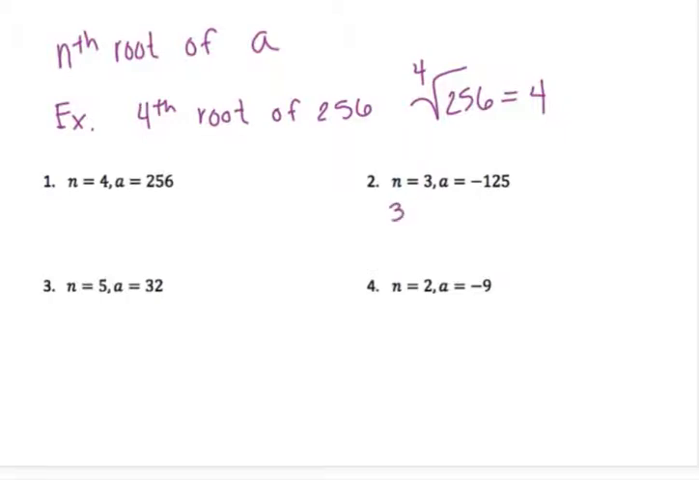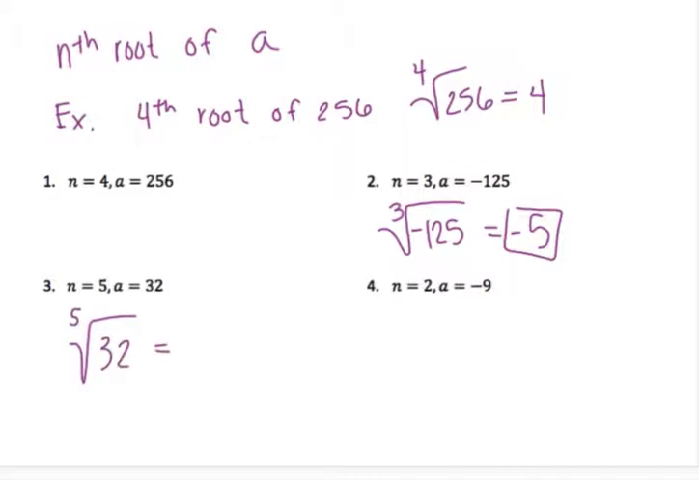So how about example 2, the nth root of a, if n is 3 and a is negative 125. In other words, I'm saying what is the cube root of negative 125, and that's negative 5. Negative 5 times negative 5 times negative 5 is negative 125. Okay, the fifth root of 32 is 2. And then the second root of negative 9, or the square root of negative 9.